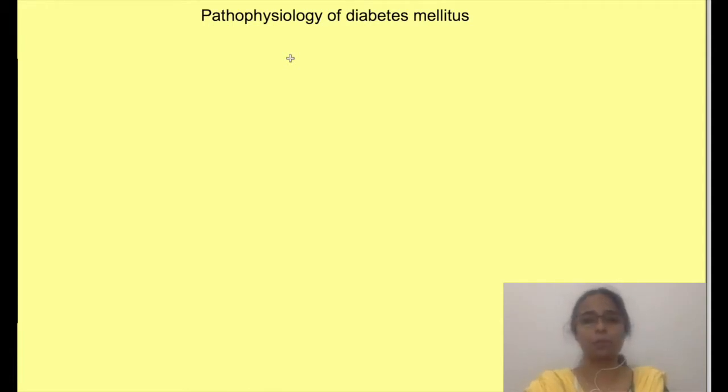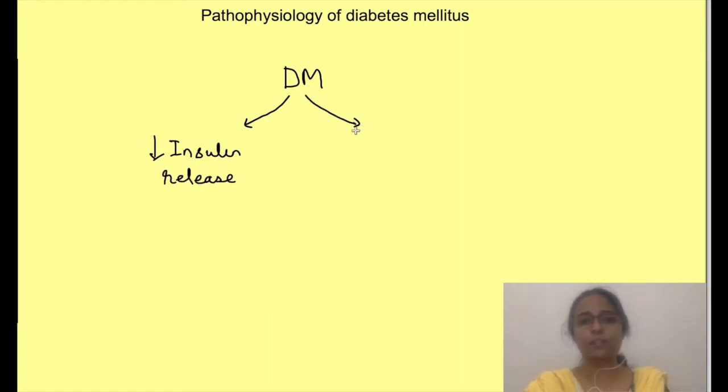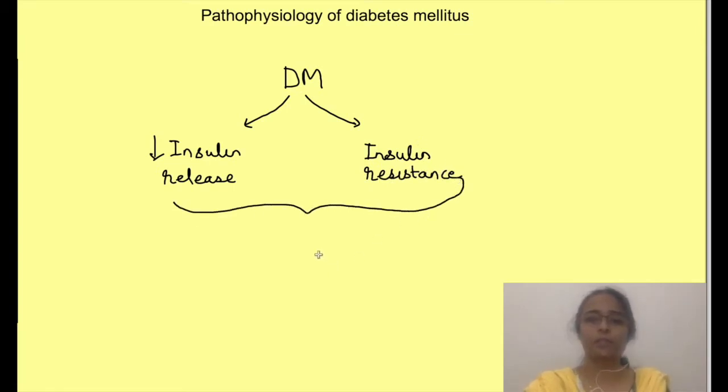Diabetes mellitus occurs due to deficiency of insulin function, which may occur either due to decreased insulin release or due to decrease in its actions on its receptors, which we call as insulin resistance. Both decreased insulin release and insulin resistance obviously decrease the effect of insulin on various limbs of metabolism.